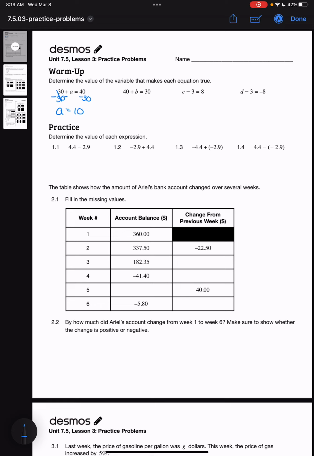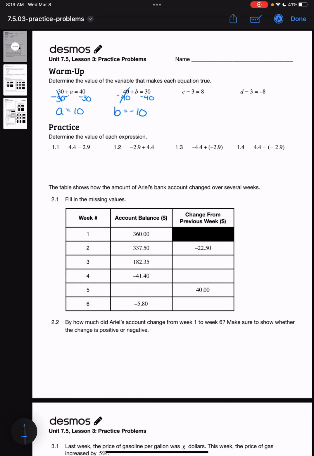A is equal to 10. And I can check, is 30 plus 10 equal to 40? Yes, so I know I'm correct. The next one, 40 plus B equals 30. So I'm going to subtract 40 from each side to find out what my variable is. So B is equal to 30 minus 40, which is negative 10.